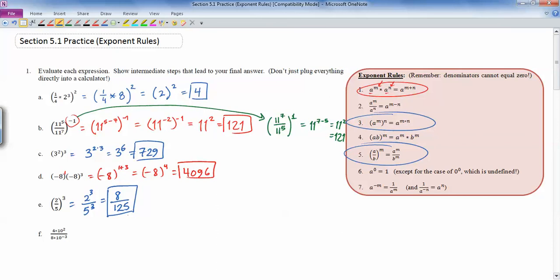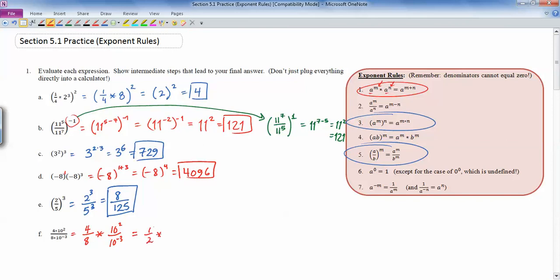And then for part F, go back to red here. For part F, well, you can do this a couple ways. What I'll do is I'll split it into 2 fractions. Everything's multiplied together, top and bottom, so I'm allowed to kind of split this up like this. 4 over 8 times 10 squared over 10 to the negative third. Well, the 4 over 8, that's just 1/2.